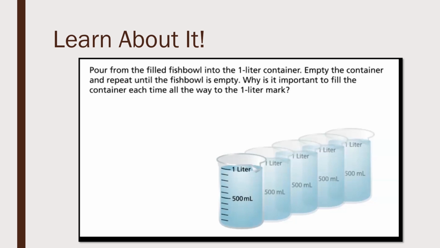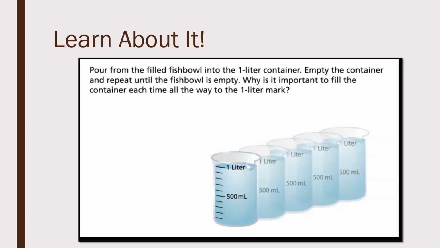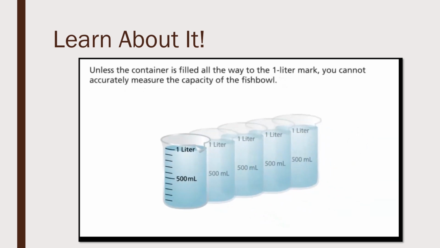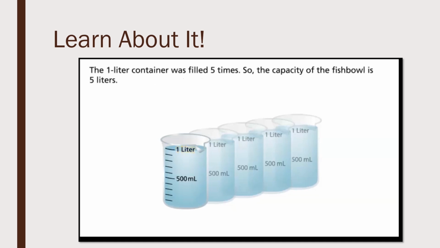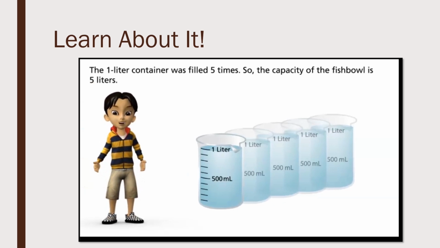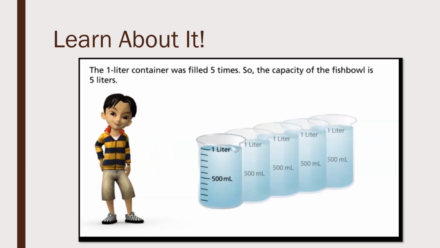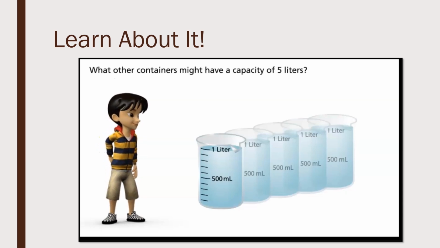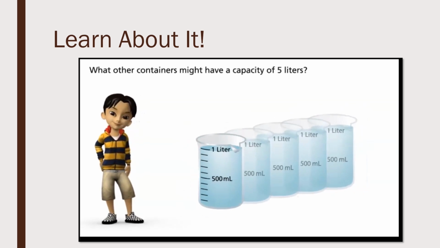Why is it important to fill the container each time all the way to the 1-liter mark? Unless the container is filled all the way to the 1-liter mark, you cannot accurately measure the capacity of the fishbowl. The 1-liter container was filled 5 times. As you work, it is helpful to keep a record of the measurements made. So the capacity of the fishbowl is 5 liters. What other containers might have a capacity of 5 liters?